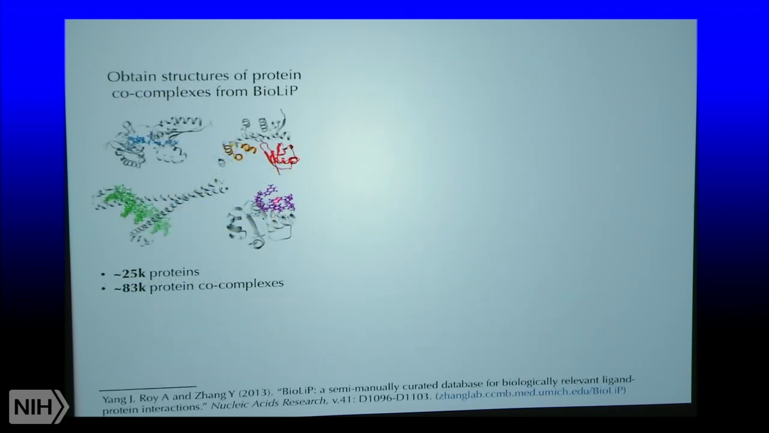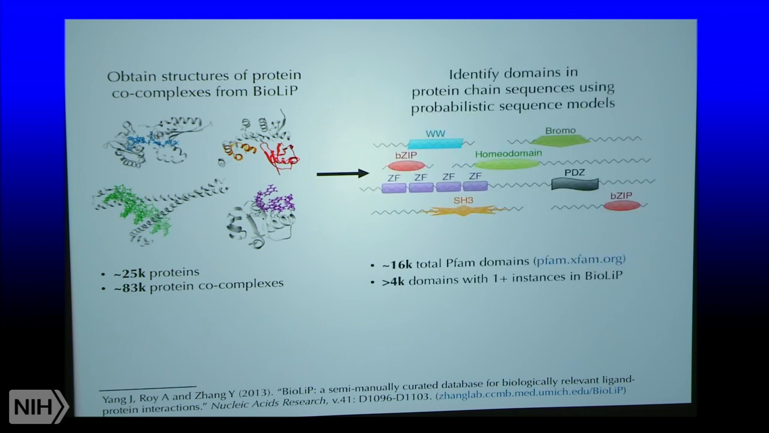So what we're going to do is, again, start from co-complex crystal structures, and we're going to use this resource BioLiP, which has 25,000 proteins and 83,000 protein co-complexes across a range of different organisms. And we're going to put this together with domain information. In particular, we're going to identify domain matches within these protein structures, and these are matches to Pfam-based domains.